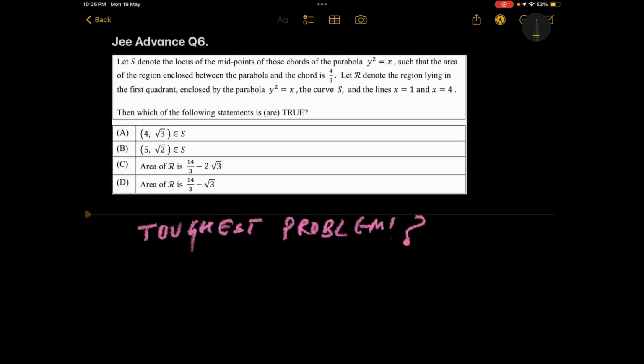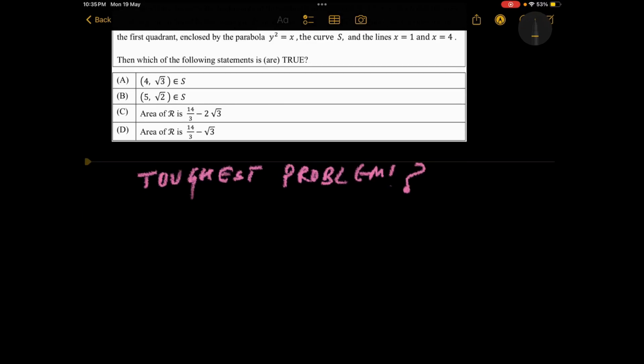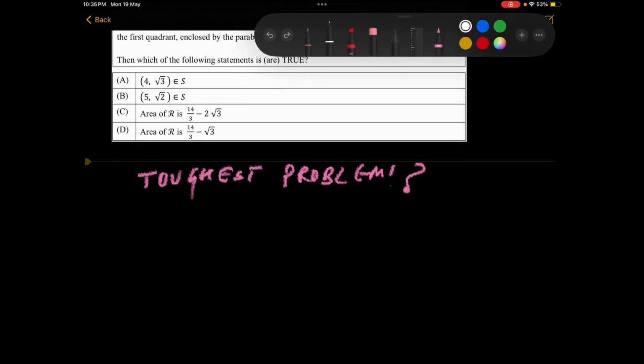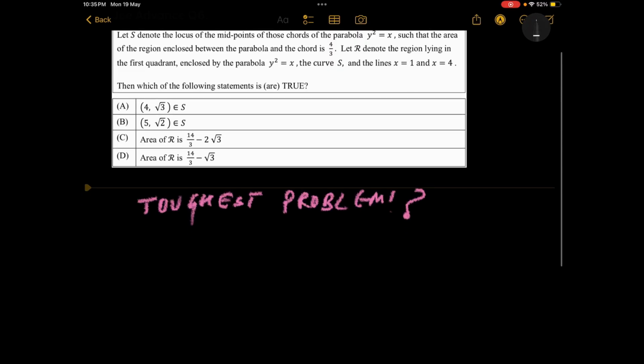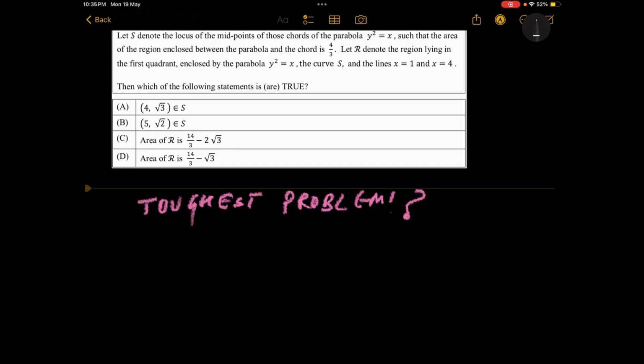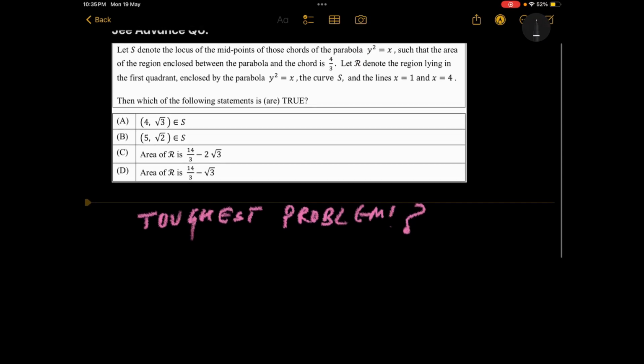I'm Anurag, and in today's video, we are going to break down question 6 of JEE Advanced 2025. Is it really the toughest problem as reported by many institutes? Let's start investigating. In this problem, we are given a parabola y squared is equal to x, and we need to find the locus of the midpoint of a chord subtending an area 4 by 3 with the parabola.